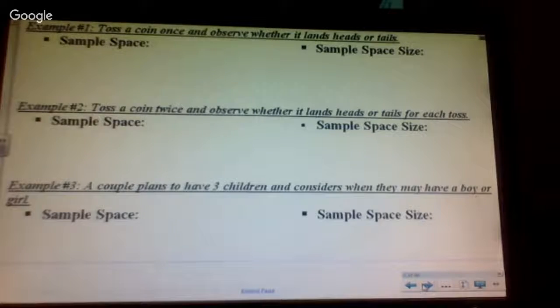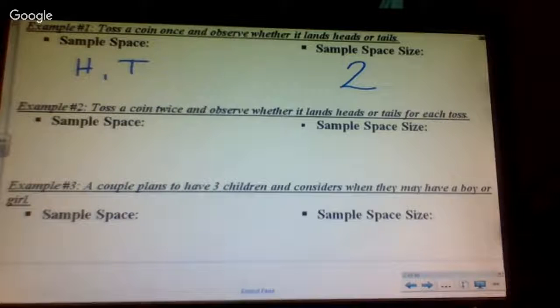Okay, so let's talk about sample space. We toss a coin and observe whether it lands on heads or tails. If I flip a coin, what are my options? Heads or tails. So guess what? That's your sample space. I can land on heads or I can land on tails. So my sample space size: how many outcomes did we just write? 2. That's it. Sample space is what can happen, and your sample space size is how many options you have.